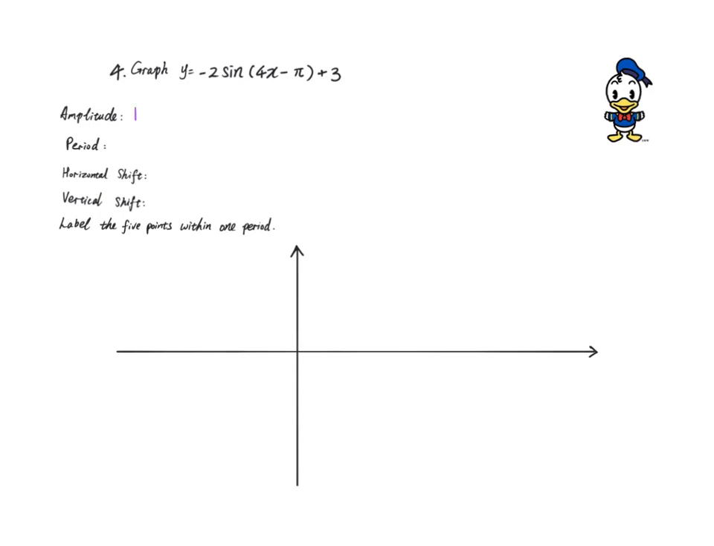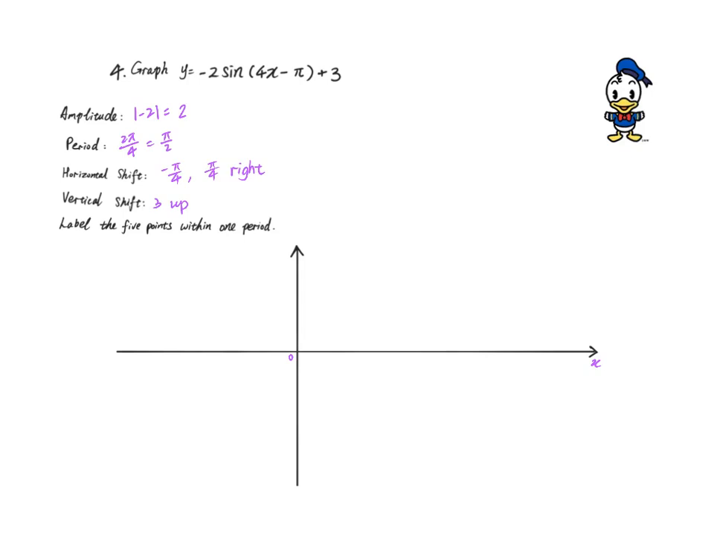So amplitude, again, is the number in front of sine, which is negative 2. The absolute value of negative 2 is 2. Period, 2 pi over b, which is 4, so pi over 2. Horizontal shift, c over b, which is negative pi over 4, that represents pi over 4 units to the right. Vertical shift is the last number, 3 units up, because a positive 3 represents 3 units up. We are ready to graph the function.